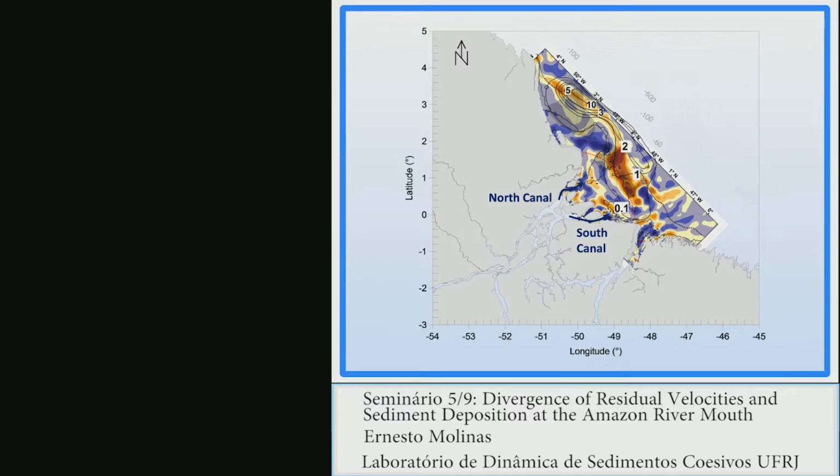The higher sedimentation rates are expected to happen here, and we have higher convergence in the Amazon mouth itself. So what we're trying to do next is to explain why these convergence zones are not following the deposition rates found by data.